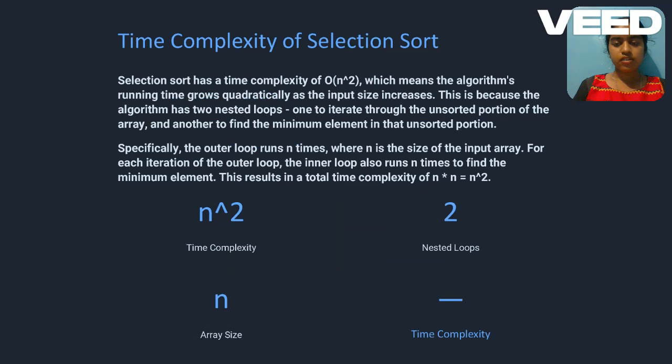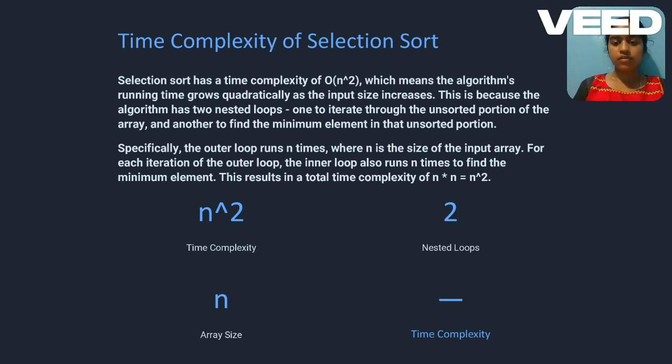Time complexity of selection sort. Selection sort has a time complexity of O of n power 2, which means the algorithm's running time grows quadratically as the input size increases. This is because the algorithm has two nested loops, one to iterate through the unsorted portion of the array and another to find the minimum element in the unsorted portion.